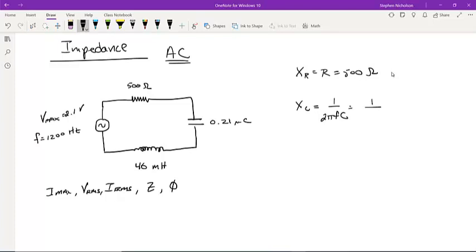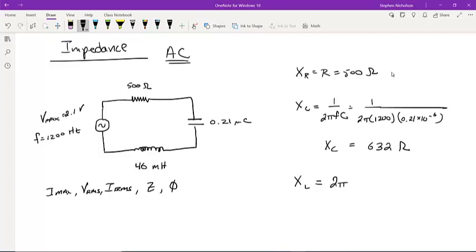So let's go ahead and calculate it. 1 over 2 pi times 1200 times 0.21 microfarads. You have to remember to put the 10 to the minus 6 there. So 1 divided by 2 divided by pi divided by 1200 divided by 0.21 e to the minus 6 is 632 ohms. These all have units of ohms.